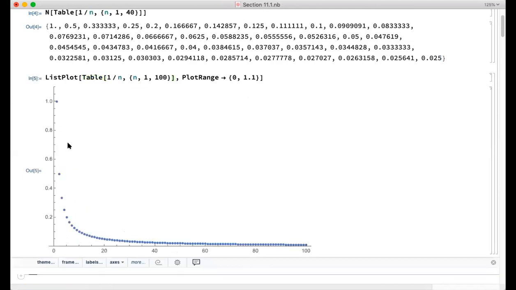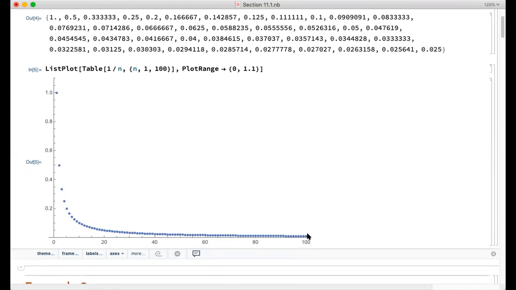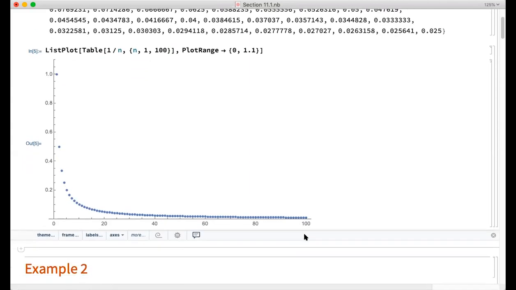And as we look further and further out in the list, maybe I can change this 40 to 100. The scale is making it a little bit harder to see, but look, we were only going to 40. Now I'm going all the way out to 100. The terms in the sequence are getting even closer to 0, right? This term out here, 1 over 100, that's 0.01.